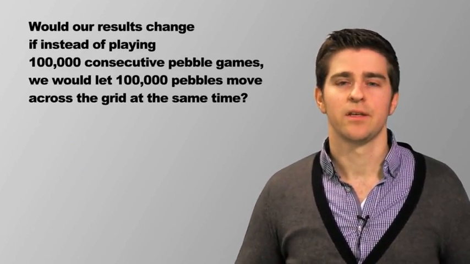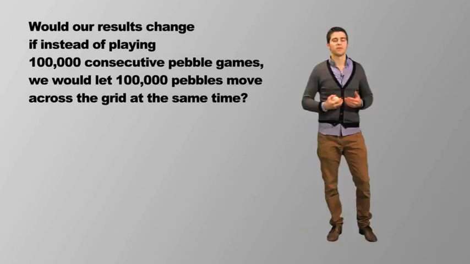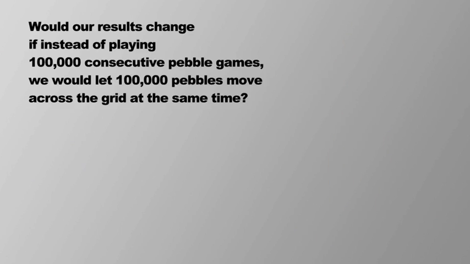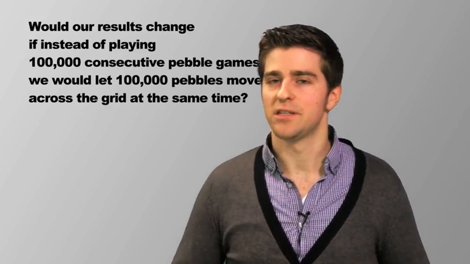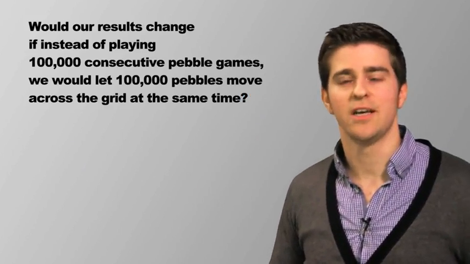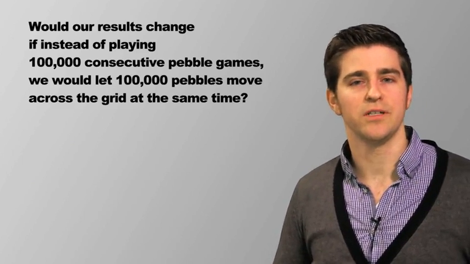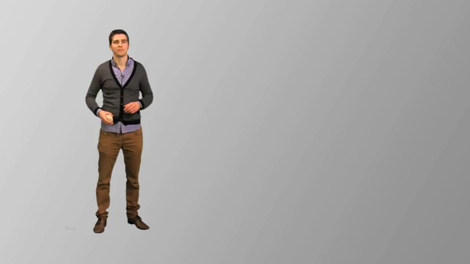Question 3. Would our results change if instead of playing 100,000 consecutive pebble games, we would let 100,000 pebbles move across the grid at the same time? The results would not change at all. The probabilities represented by the color code in the figure can be correctly interpreted as the normed density of an ensemble of a large number of pebbles moving across the sites without interactions between them.